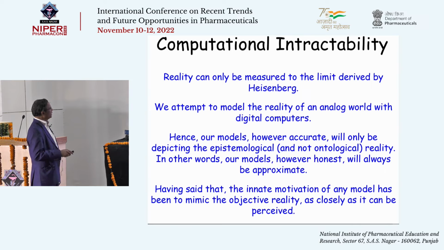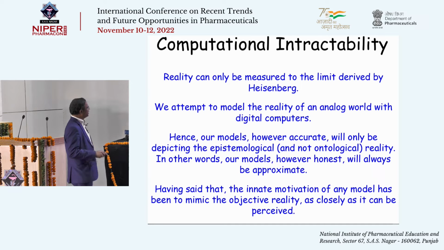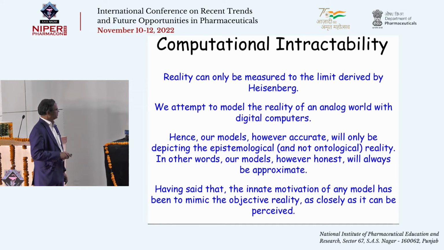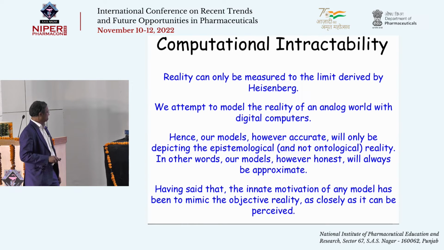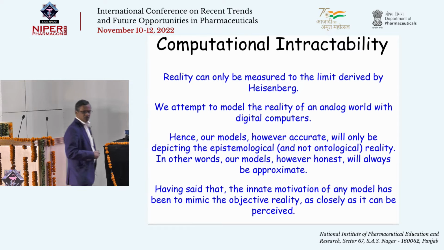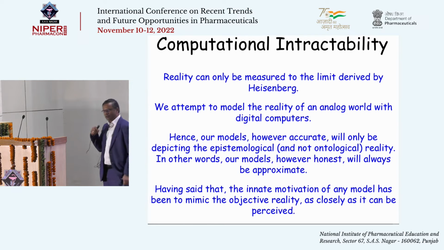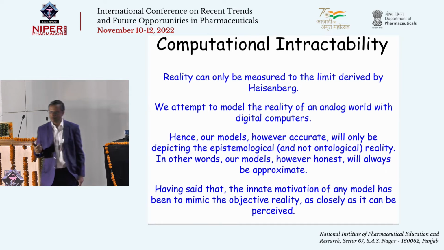So we attempt to model the reality of an analog world with digital computers. Hence our models, however accurate, will only be depicting the epistemological reality but not the ontological reality. In other words, our models, however honest, will always be approximate. Having said that, the innate motivation of any model has been to mimic the objective reality as closely as it can be perceived. We all know that computational models and theoretical models have some approximations, but experimental models have higher levels of approximation. Every measurement that you have will have an error bar.